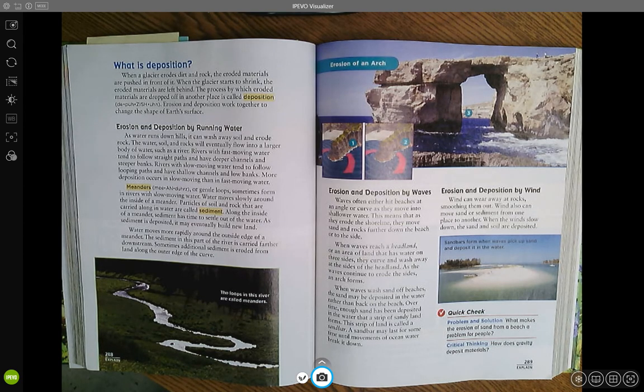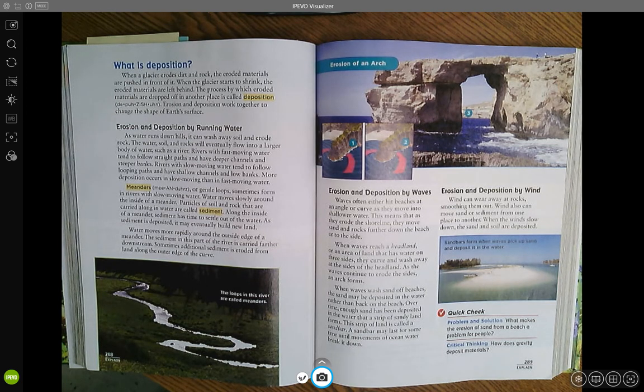Erosion and deposition by wind. Wind can wear away at rocks, smoothing them out. Wind also can move sand or sediment from one place to another. When the winds slow down, the sand and soil are deposited.